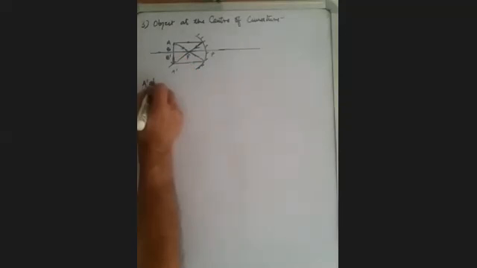Now, what are our observations? Number one, the position of the image is at C only, at the center of curvature.